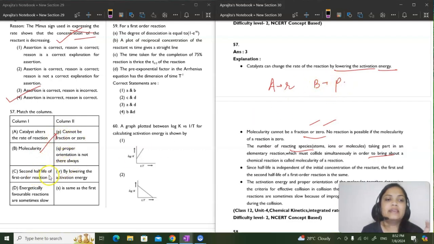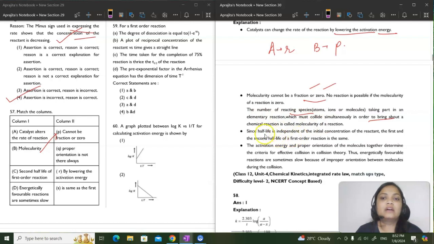Second half life of a first order reaction. So students, you know that the half life is independent of the initial concentration of the reactant. So first and second half life will be the same. It is the same as the first. So for C it's S.